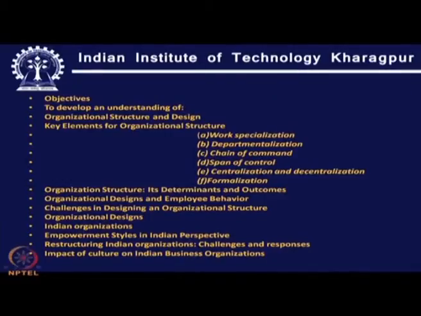So, this will be the whole span of the discussion, and in the first lecture we are going to cover organizational structure and the different aspects or key elements of organizational structure and some of its determinants and outcomes. To start off, we will try to define what organizational design is and what organizational structure is. Design is something where managers make a conscious effort to think of how to do things in the organization and how employees will do their work. That aspect is called design.